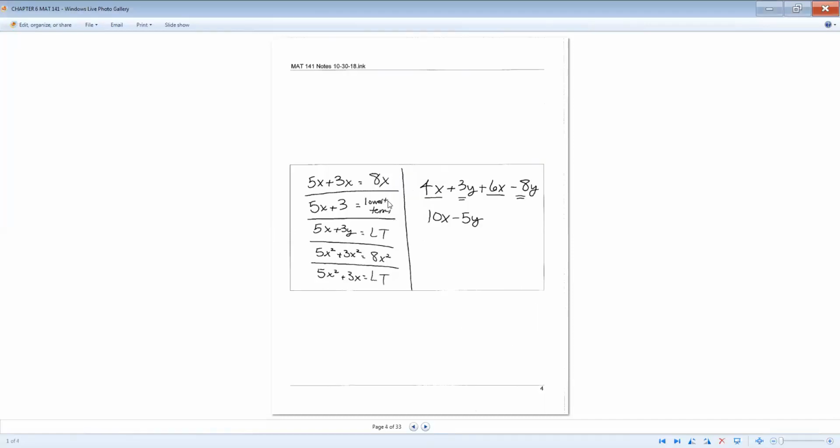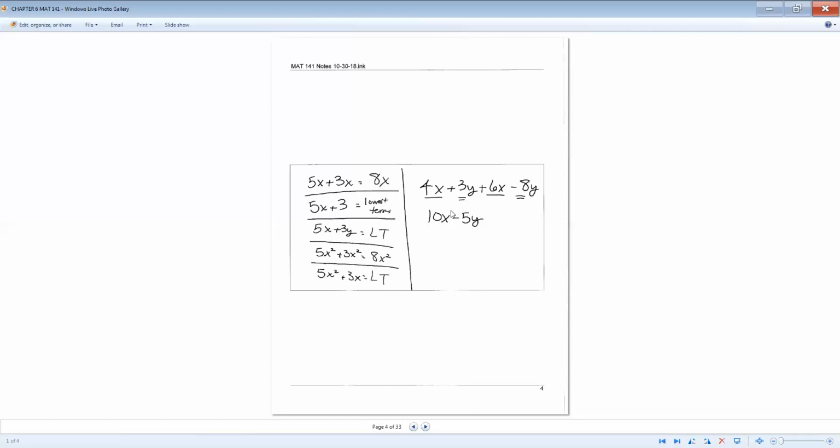Here we have just a variation of similar situations where we would add and when we would not add. 5x and 3x like terms, that'll give us 8x. 5x plus 3 is already in lowest terms. 5x plus 3y already in lowest terms. 5x squared plus 3x squared, that will give us 8x squared. And then here 5x squared plus 3x, one has a power of 2, the other one doesn't, so that's already in lowest terms. You cannot add them together.